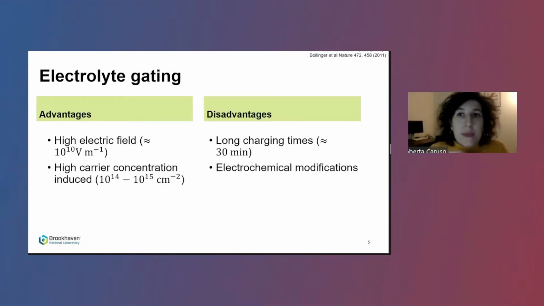Electrolyte gating has several advantages. As I was mentioning before, it allows us to reach the electric fields and the carrier concentration that we need to effectively dope cuprates. But it also has extended charging times, which are typically of the order of several minutes. And most importantly, the charge injection is at least partially due to some kind of electrochemical modifications.